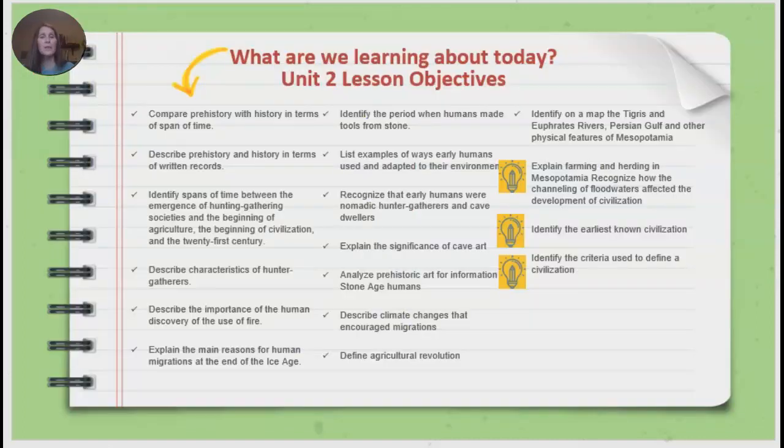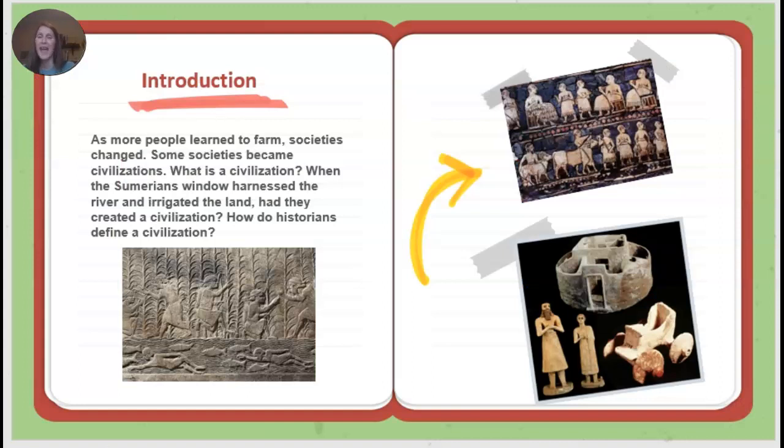So our objectives: explain farming and herding in Mesopotamia. Recognize how the channeling of floodwaters affected the development of civilization. Identify the earliest known civilization and identify the criteria used to define a civilization. We're going to use that word civilization a lot in this lesson. As more people began to farm, societies changed. Some societies became civilizations. What is a civilization? When the Sumerians harnessed the river and irrigated the land, had they created a civilization? And how do historians define a civilization?